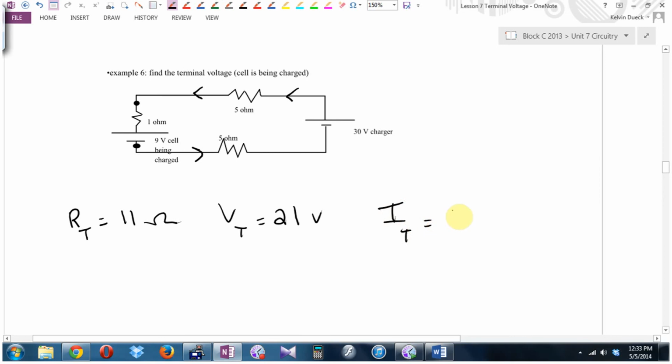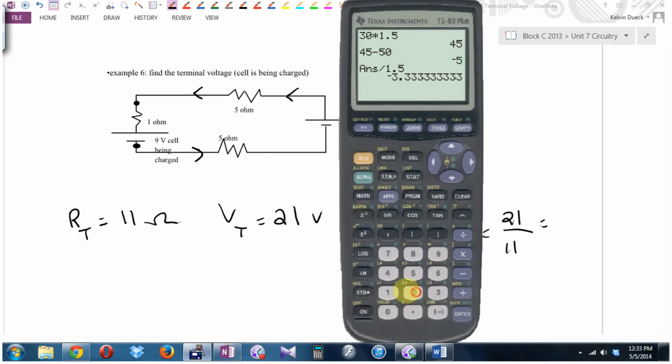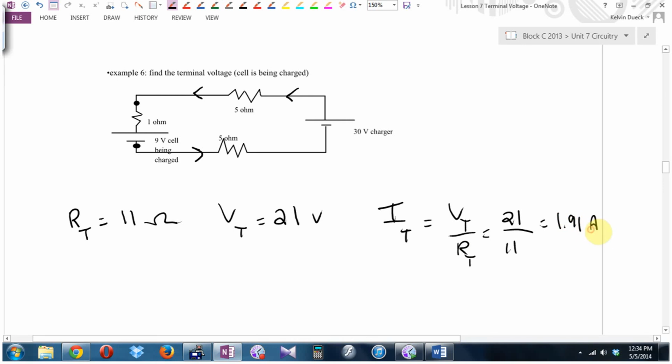The total current is going to be 21 divided by 11. This is going to be a decimal, but that's okay. 1.909090. I'll call it 1.91, but I'll keep this on my calculator. So, how many amps are going through this top 5 ohm resistor? 1.91. How about this bottom 5 ohm resistor? 1.91. Ooh, how many amps are going through this little 1 ohm resistor? 1.91 amps.